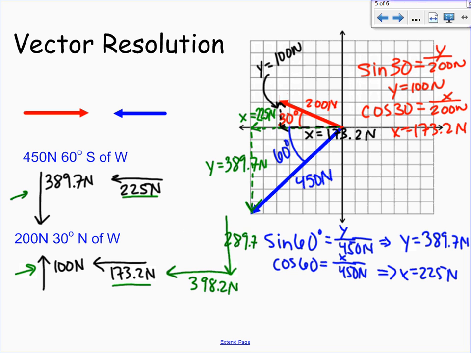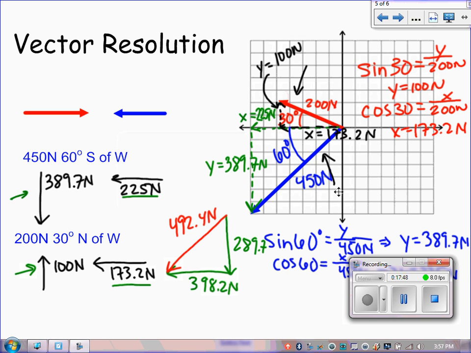The final step in vector resolution, now that you've got those two, is to draw your hypotenuse and use the Pythagorean theorem to figure out what your resultant vector would be. So we have 289.7 squared plus 398.2 squared, and take the square root of that answer. Your resultant vector would be 492.4 newtons. So we can see that our resultant vector between these two vectors right here would be 492.4 newtons.